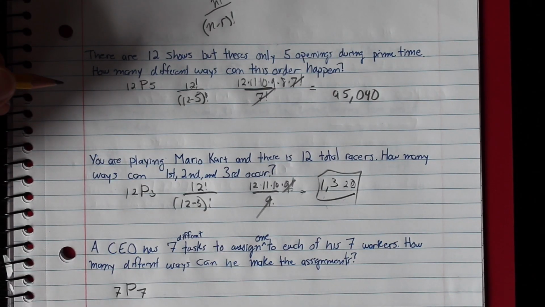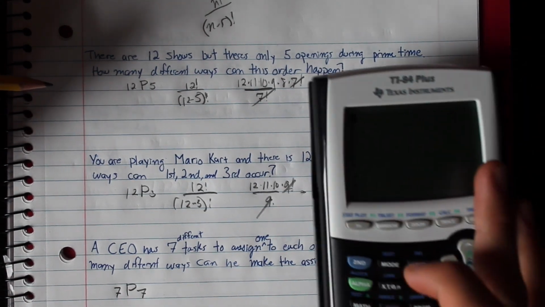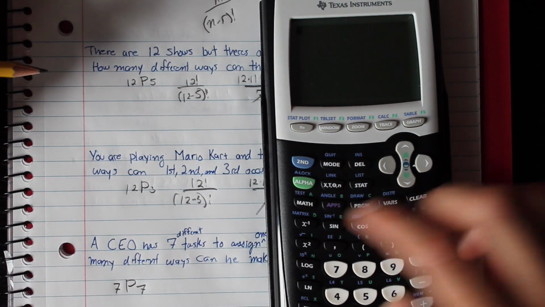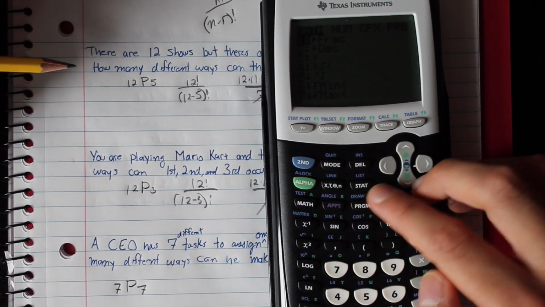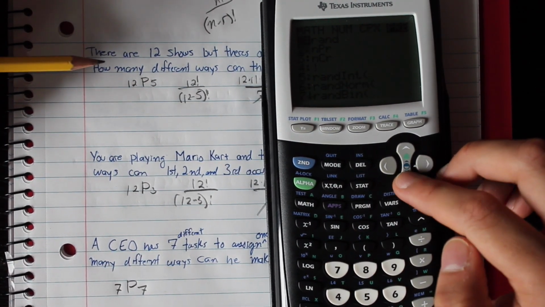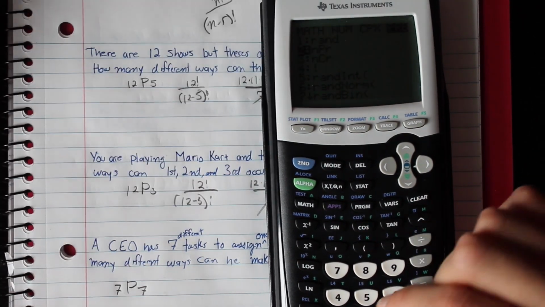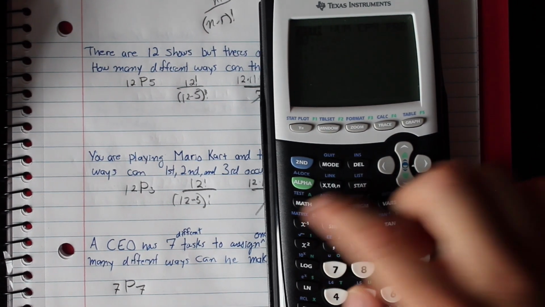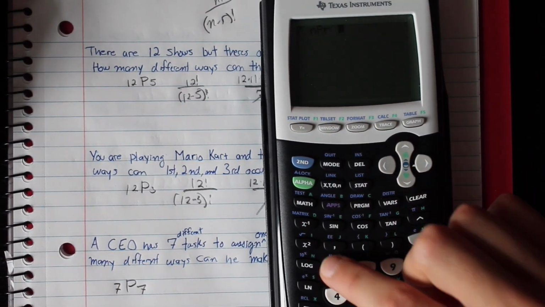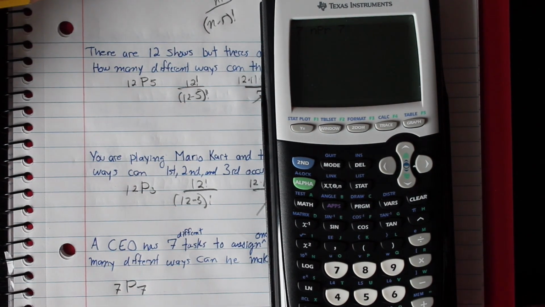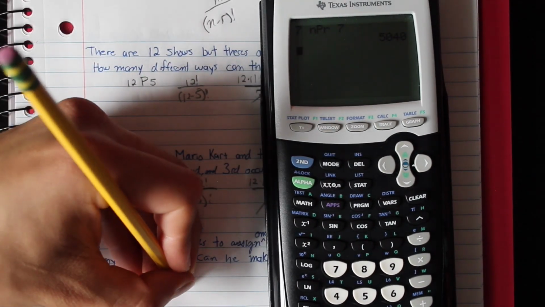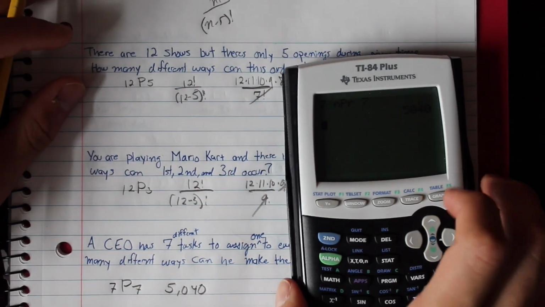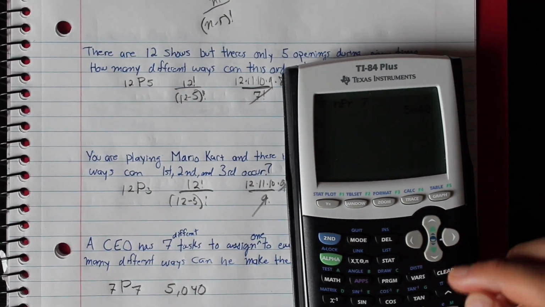So what I'm going to do is go on the calculator, which I'll show you now. You go to math, which is underneath the green alpha button, go all the way to probability, and then go to 2, because that's where the nPr is. Oh, I didn't even put the 7. Okay, so there we go. 7P7. That should be 5,040 different ways that he can make those assignments. So yeah, there it is.